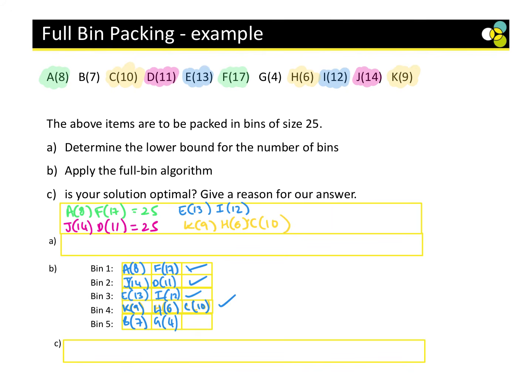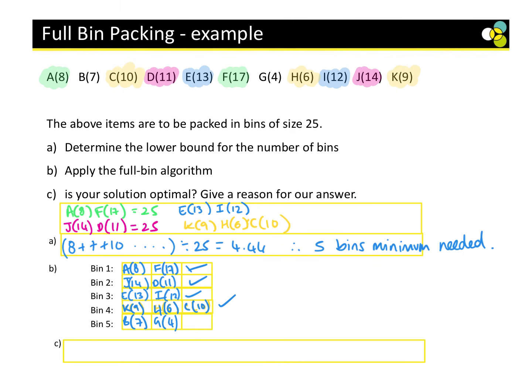Perfect. Now I've realised I've done something really terrible. It's not that terrible, but really step 1, read the question. Okay, we should have determined the lower bound. So this is the minimum amount of bins needed. We add them all up, so our 8 plus 7 plus 10, blah, blah, blah. And then we divide it by 25, and we're going to get 4.44. So therefore, 5 bins minimum is needed. Okay? Then, part C, is your solution optimal?